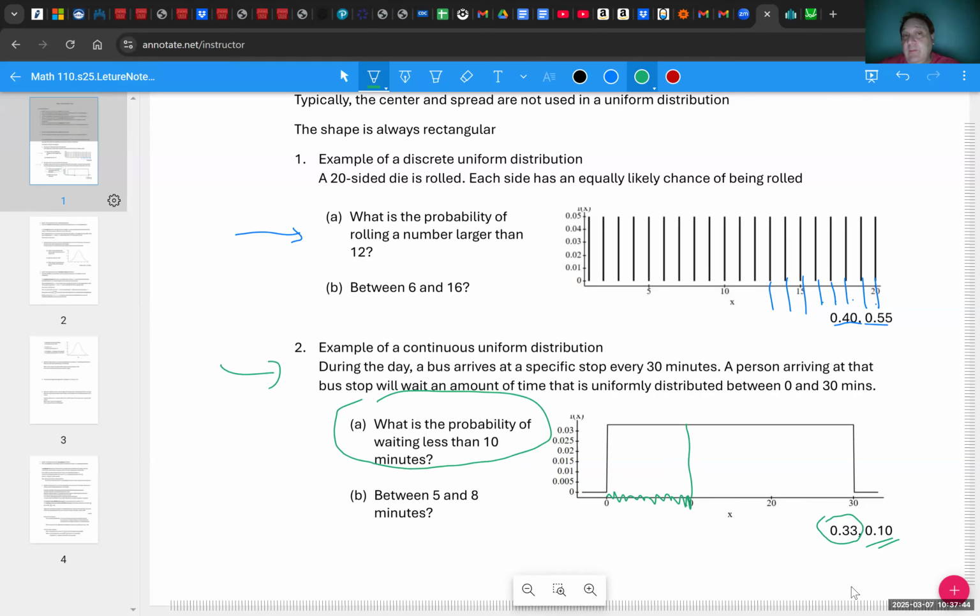So those are what we're talking about in terms of a uniform distribution, the discrete version and the continuous version. We can describe them mostly by the shape, because the center and the spread are not really used for much. But we definitely want to find the probability of getting a number between two set values, like between 5 and 8. I guess the first one was 13 to 20 for part A up here. Anyways, let's go on to the next type of distribution.